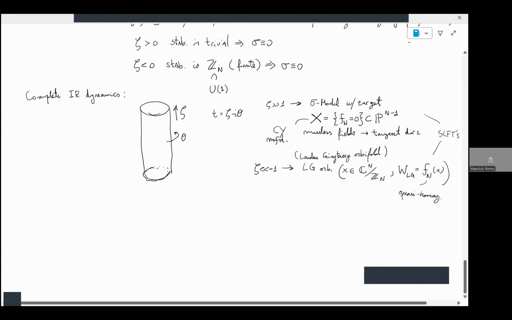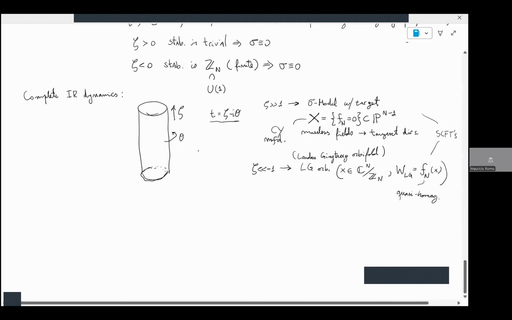So this is an example of a GLSM, a very simple one. And here is the relation. You see there is a relation with geometry, with X, and also there is a relation with these Landau-Ginzburg models. So how are they related? I just showed you, right? The way they are related is by the deformation of the theta parameter, which in the infrared becomes a marginal coupling.